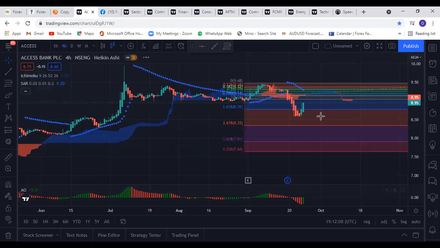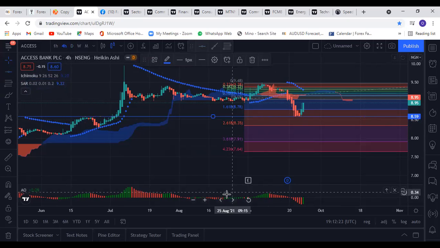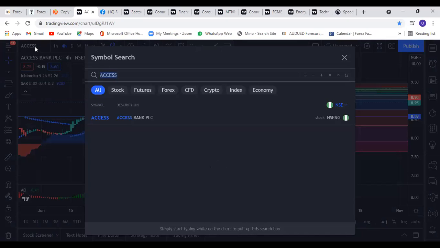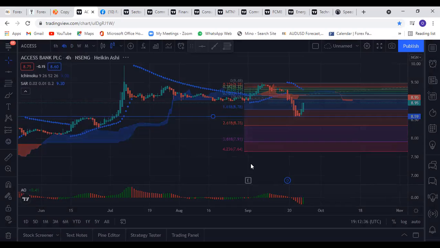So if this price is supported, that's 8 naira 58 kobo. Let me draw a horizontal line there. If this price is supported, then it might likely go back up at least for some time again. But let me look at what Zenith is saying.